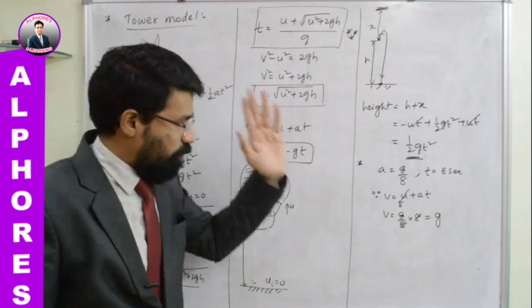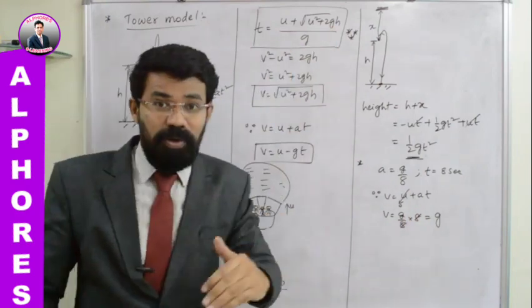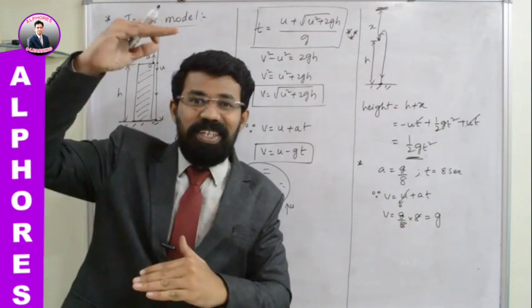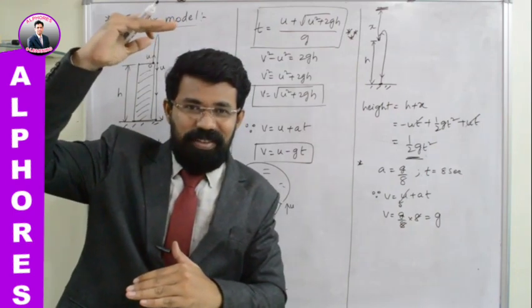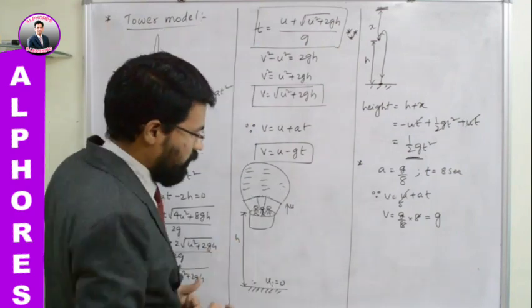One is u, we have figured it out. What is u? U is g. The other parameter is h. We don't know to what height it has reached in a time t equal to 8 seconds. So let us find that out.